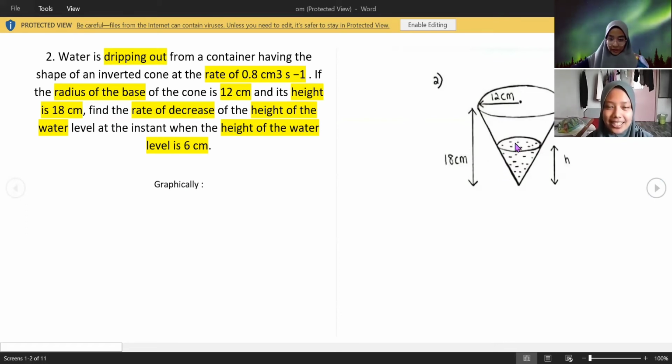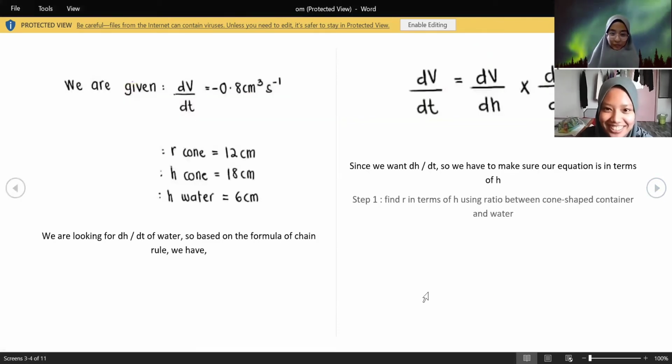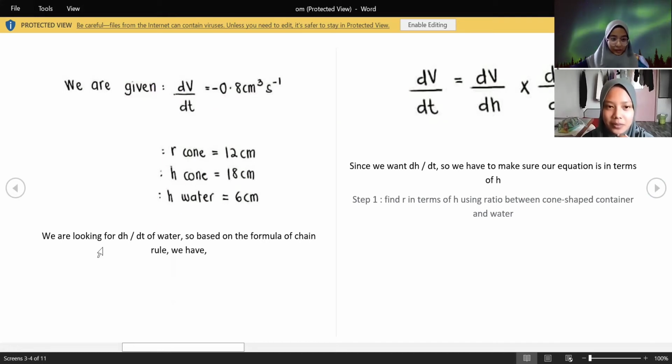You mean the radius of this part? Yes. So this one, the given keywords, right? dV/dt, R, H. So basically, you just have to highlight the keywords or just type them like this so that we can easily know what we have. Yes.